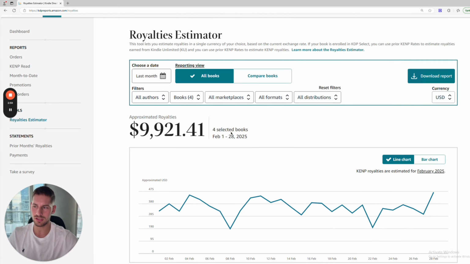First thing, I just really wanted to show you what you can actually achieve with just a few low content books, and to show you that this is not just trash, or I'm not just making up things. So this is my own dashboard for only 4 selected books, and there are 4 low content books. And this is what they generated me last month, which was February, so it's a shorter month actually, so it will be more than 10,000.